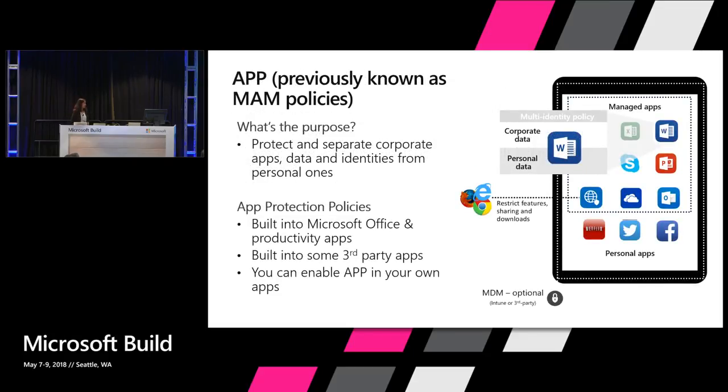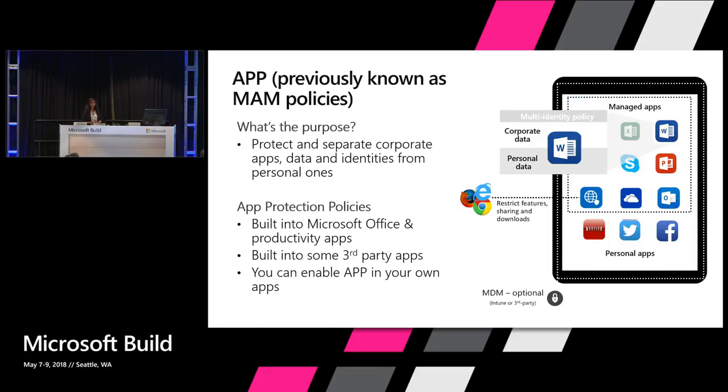So what are Intune app protection policies? I think this diagram does a pretty good job of explaining what we're trying to enable. We're trying to protect and separate corporate apps, data, and identities from personal ones. So for apps like Word, Excel, and PowerPoint, which have the multi-identity concept, we tie any corporate app protection policies to the corporate identity, and the personal data stay separate. So you can apply selective wipes to just your corporate identity and any related data on the device that's tied to that corporate identity.